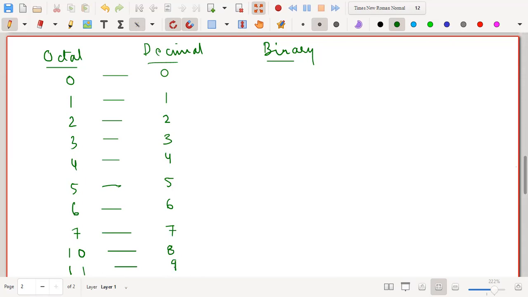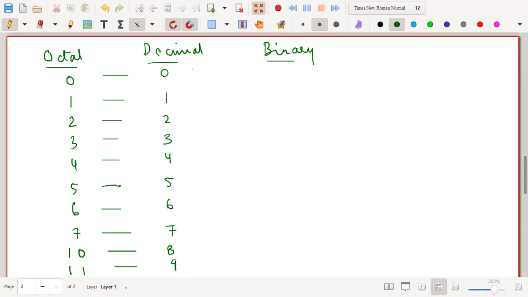Here you can write the values 0, 1, 2, 3. After 9, what will the next decimal be? It will be 10, because 1 is also a decimal digit and 0 is also a decimal digit. So the next decimal is 1 and 0.